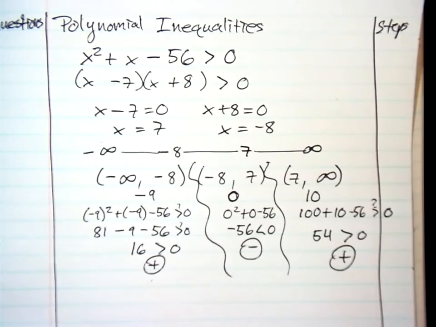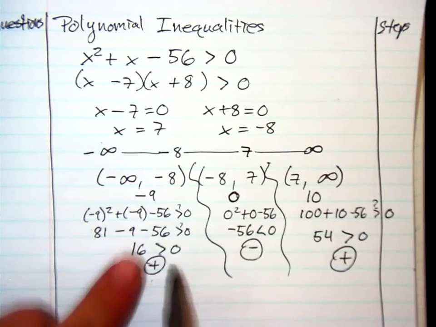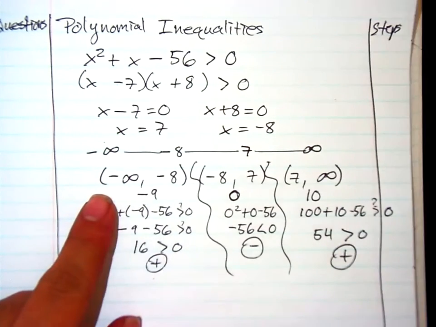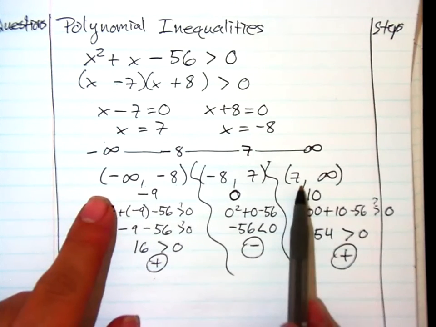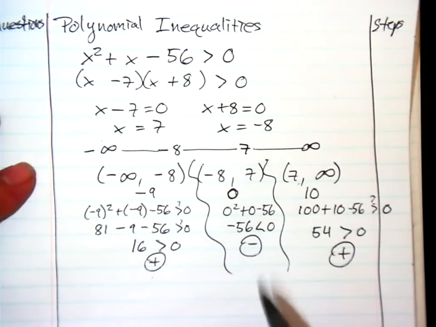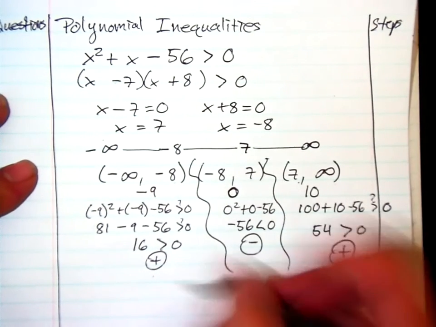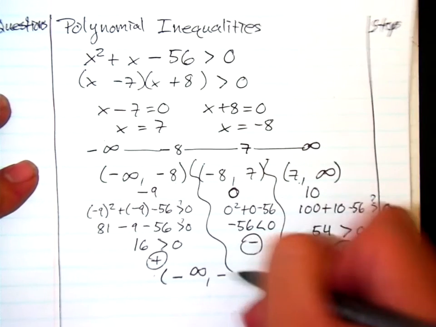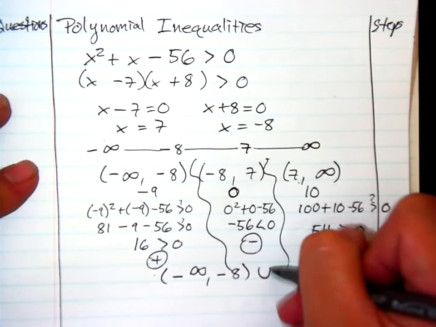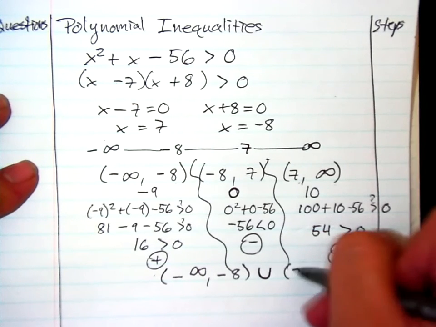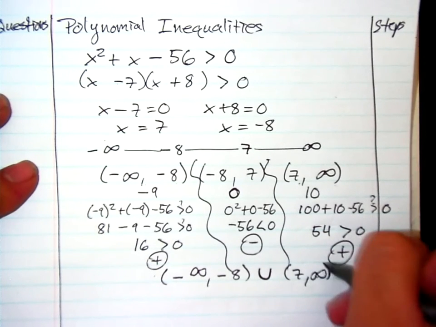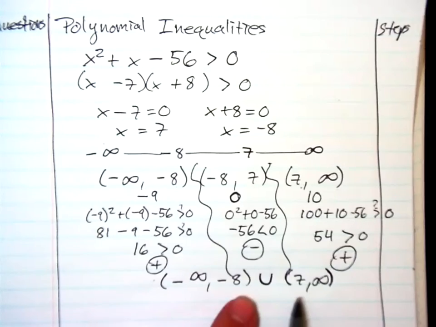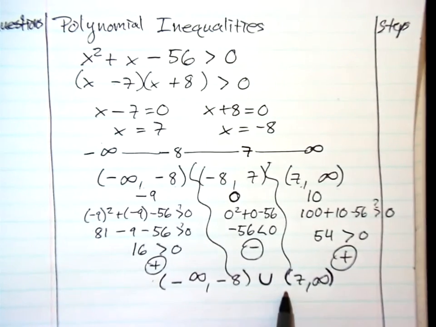So I have 2 intervals where I have positive answers that end up making this inequality true. This interval of negative infinity to negative 8, and this interval of 7 to infinity. So my answer for this is going to be negative infinity to negative 8 union 7 to infinity. The reason I'm using parentheses is that my answers do not include negative 8 and 7.